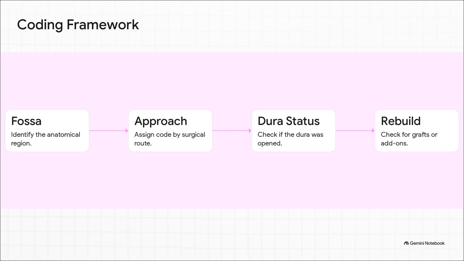Step 4. Stop and ask the golden question. Was there a dural violation? Use that answer to assign your definitive resection code, splitting extradural from intradural. And finally, Step 5. Evaluate the notes for those secondary vascular procedures, reconstruction flaps, and add-ons like microdissection and navigation.